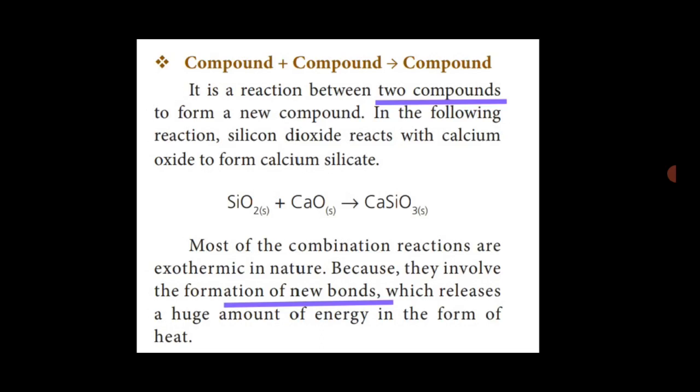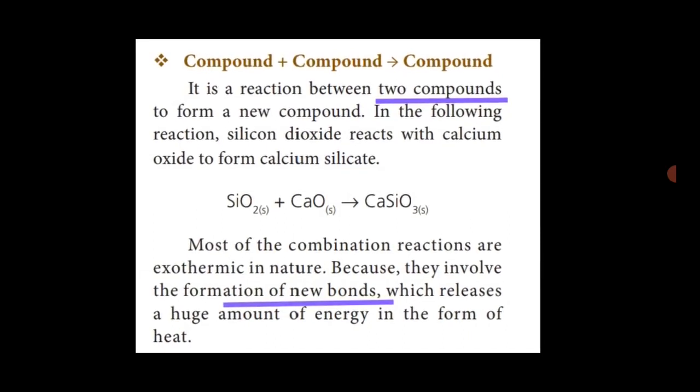SiO2 is silicon dioxide, which reacts with calcium oxide, formula CaO. Both are present in what state? Solid state. Two solid-state compounds react with each other to form a new compound. The new compound is calcium silicate, formula CaSiO3. So two compounds react with each other to form a new compound.